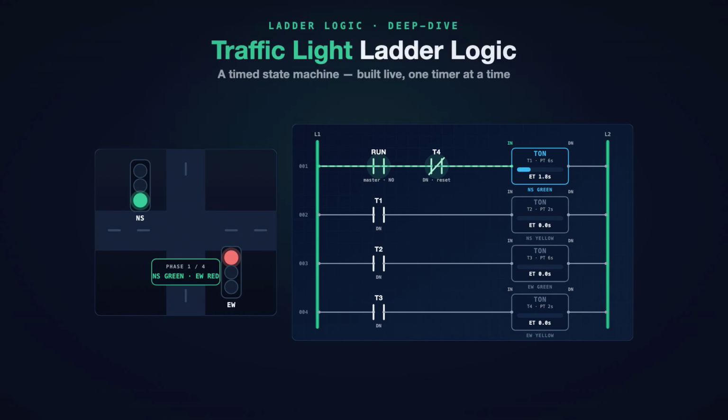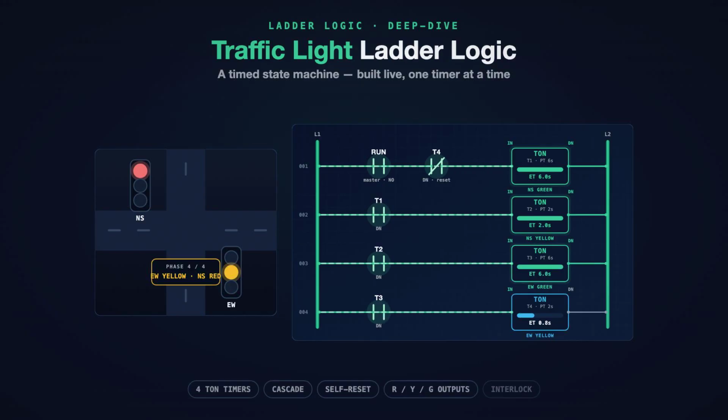This is traffic light ladder logic, a complete traffic signal program running right now, cycling red, green, and yellow, with every timer counting up on screen. By the end of this video, you will be able to build this exact program yourself. It is the single most famous training exercise in all of PLC programming. A time state machine that drives an intersection safely, forever, with nobody touching a thing. So let us rewind, wipe it clean, and build it back one rung and one timer at a time.